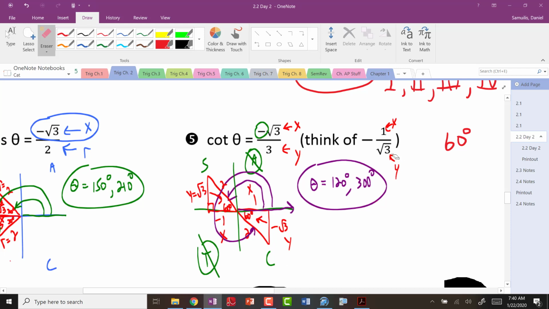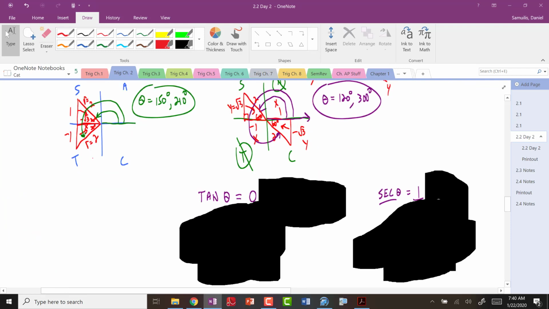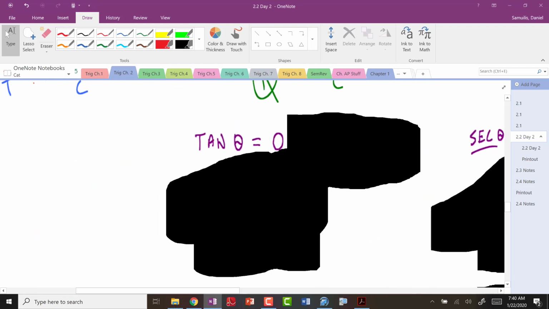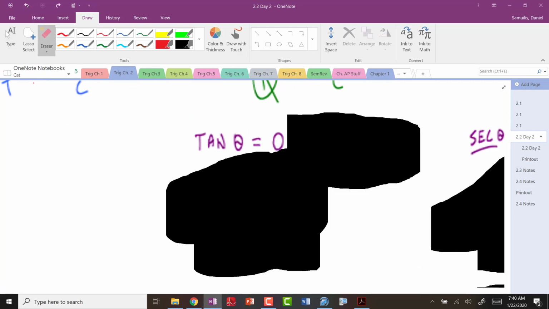Look at the Samuelus back in the day. A and T are crossed off. All right. Then I got some special cases here. Zero for tangent. Okay, let me erase that. So tan of theta equals 0.